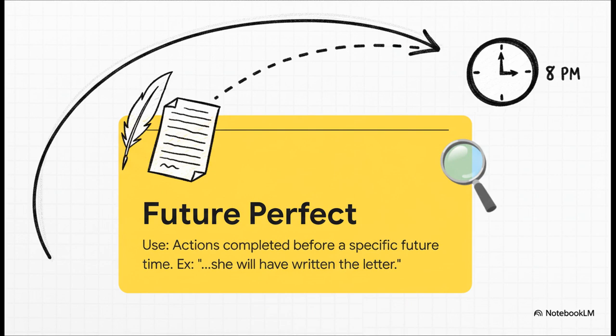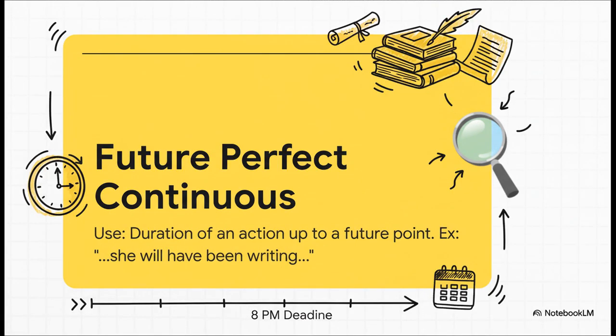Okay, this one is a bit of a mind bender, but it's cool. You jump to a point in the future, say 8 p.m., and you look back from there. From that future perspective, the action is already finished. By 8 p.m., she will have written the letter. And here we are, our 12th and final tense. This one tells us how long an action will have been happening up to a specific future point. So, by that 8 p.m. deadline, we can look back and say, she will have been writing the letter for 2 hours.